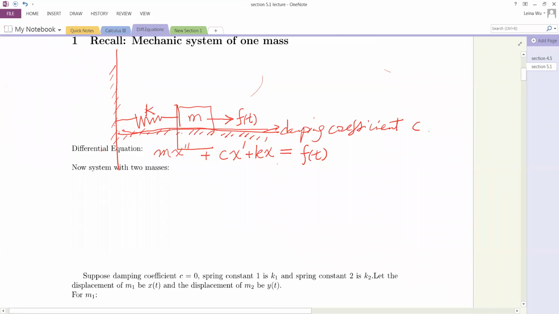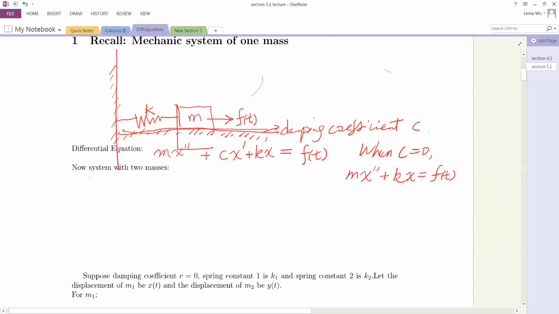Recall this equation? When c equals 0, when it is damping free, then we only have m x double prime plus k x equals f of t. That's when there's no damping. Okay. So this is only for one mass.